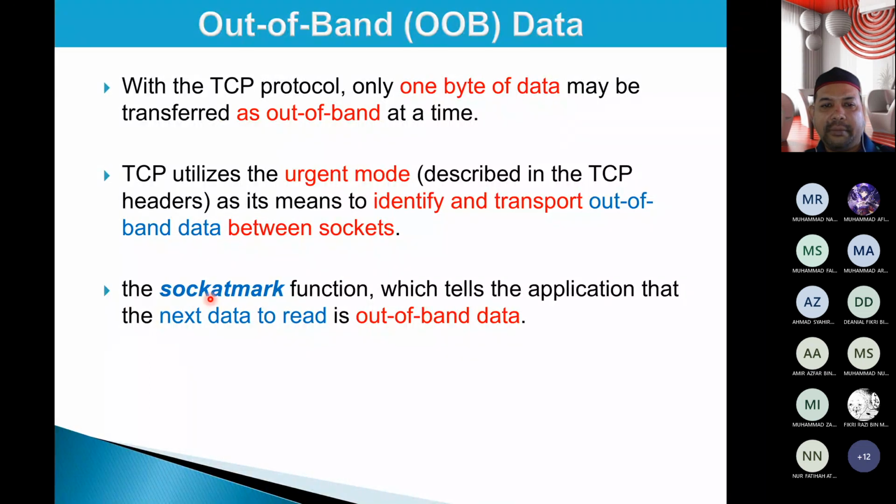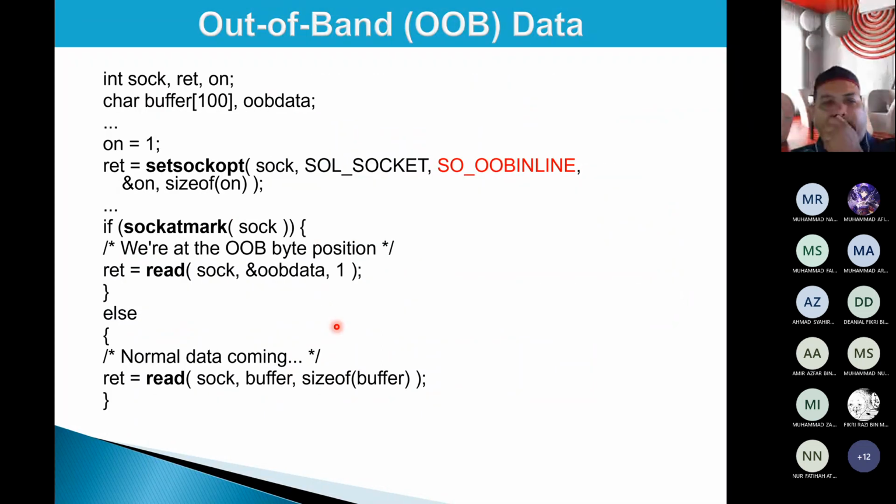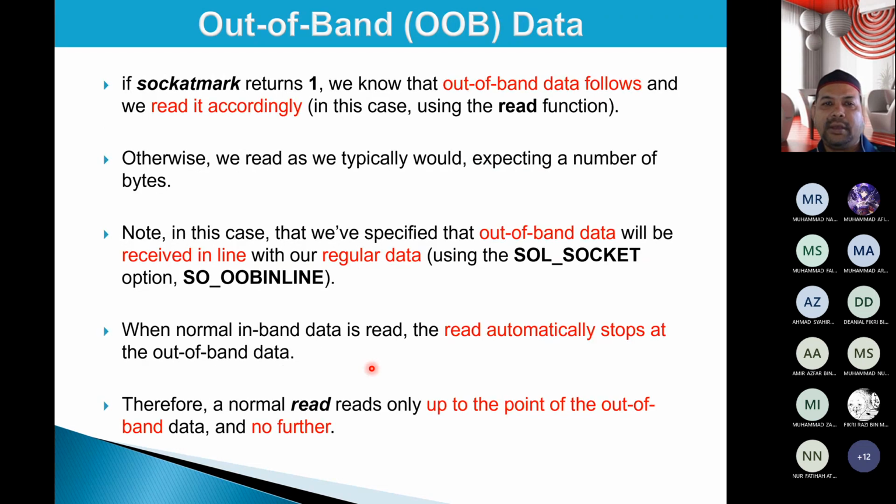Ada lagi sockatmark function which tell the application that the next data to read is out of band. So kalau nak tahu next data to read is out of band, ada satu lagi function nama dia sockatmark. Macam ni, contoh. Kita buat if else lah. Alright. Kalau kata dia adalah OOB, dia akan retrieve 1 byte. Kalau dia bukan OOB, dia akan coming data biasa, bukan OOB. Okay, so fahamlah if else, return 1 adalah OOB. Kalau tak, dia akan normal. Saya sikit-sikit, kamu baca lah.